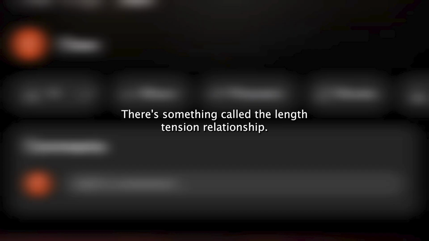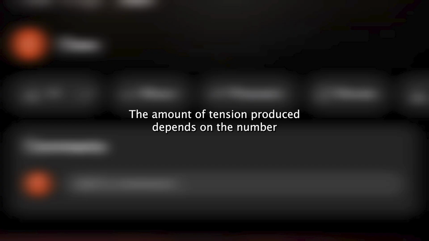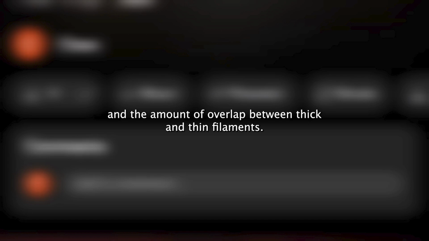There's something called the length-tension relationship. The tension produced by a muscle fiber relates to the length of the sarcomere. The amount of tension produced depends on the number of power strokes performed by cross bridges and the amount of overlap between thick and thin filaments. Maximum tension is produced when there is the maximum number of cross bridges formed.